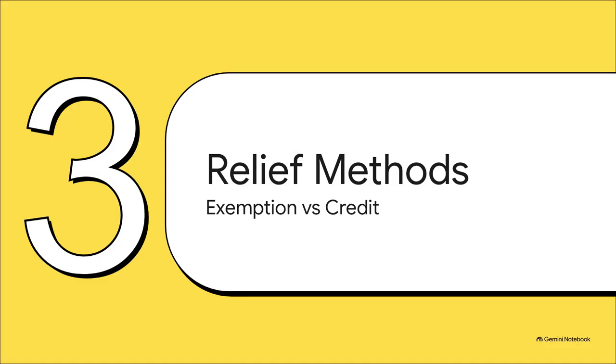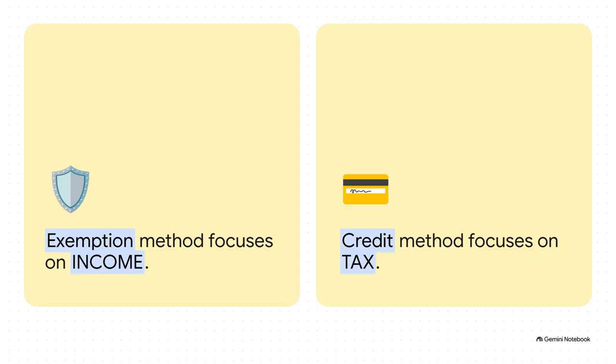All right, let's hit Section 3, Relief Methods. Exemption versus credit. How does the math actually work to eliminate that double burden? You've really got to contrast these directly in your mind, because getting them mixed up is a classic rookie mistake. The exemption method focuses entirely on the income itself. The income taxed in the source state is just flat out exempted in your state of residence.